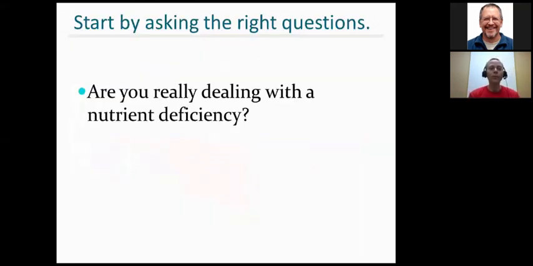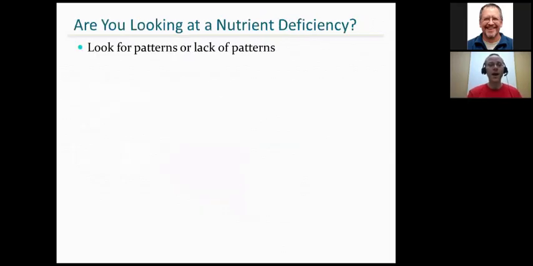But before we start getting into the nutrient deficiencies, we need to ask ourselves the right questions. And the first question that I always ask myself is, am I really looking at a nutrient deficiency? It might look like one, but I need to determine, is it really a nutrient deficiency? So this is where our dichotomous key starts. Is it really a nutrient deficiency? Yes or no? We need to figure that out.